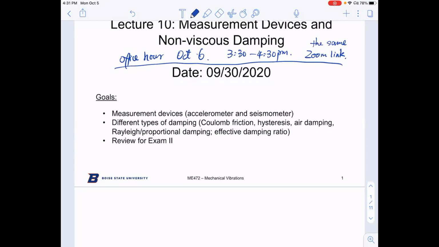If you don't understand any of those questions, you can join in, or if you have any concerns or questions about your grades, you can also stop by. And today we're going to conclude everything you need to know about exam 2. So if you do have any questions related to exam 2, you can also stop by during the office hour.